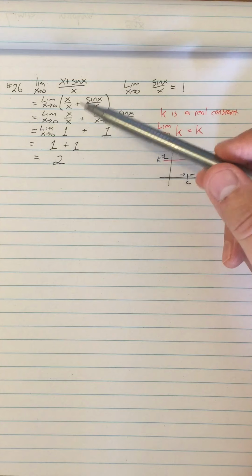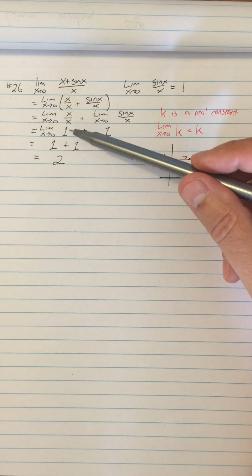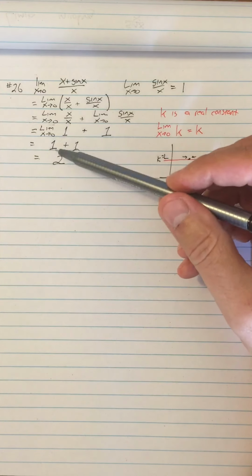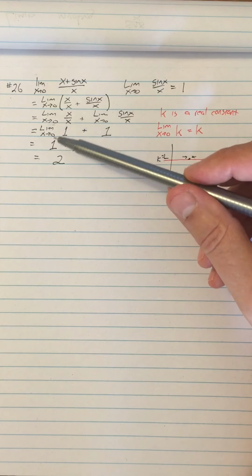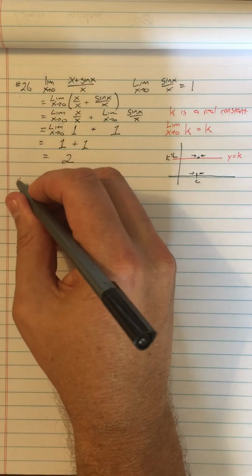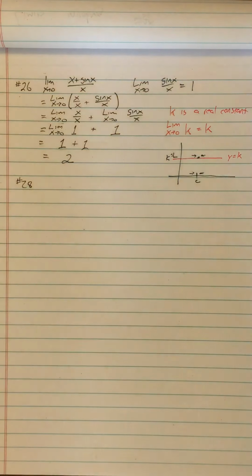All right? You need to say the limit as x approaches 0 of 1 is 1. You don't need to cite this property, but you at least need to show that I know there's a difference between 1 and the limit as x approaches 0 of 1, and I had to do something to get there. All right, so there you go. That's number 26. Next up, number 28, which is very tricky. We'll see that in the next video.